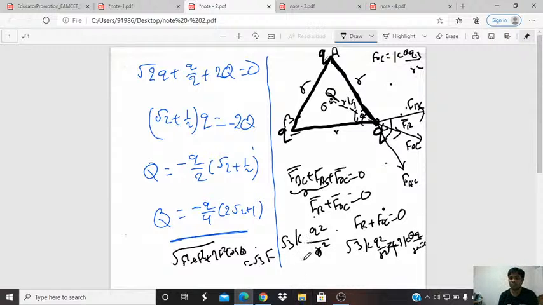So take common KQ by R common. All will get cancel. Finally you will get what? Q equal to minus Q by root 3. So you should place minus Q by root 3 at the center. See, negative charge. Then you will get the net force 0. System is in equilibrium.